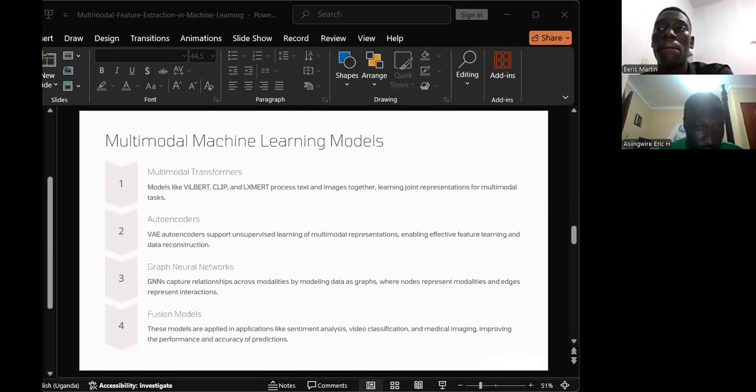Then the next one we have is graph neural networks. Excuse me. These graph neural networks are a specialized type of neural network designed to work with a graph structure, which means data can have nodes, or what you might call vertices, that are connected by edges. Now, think of things like molecules.